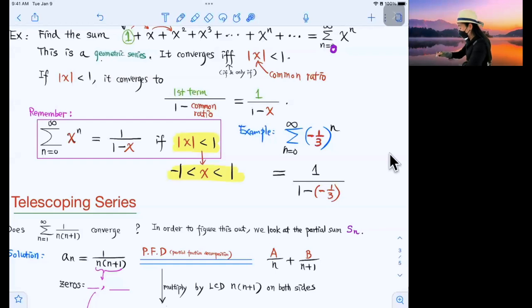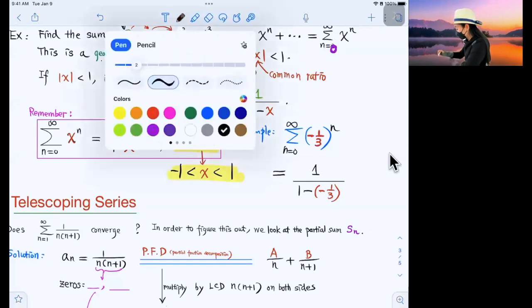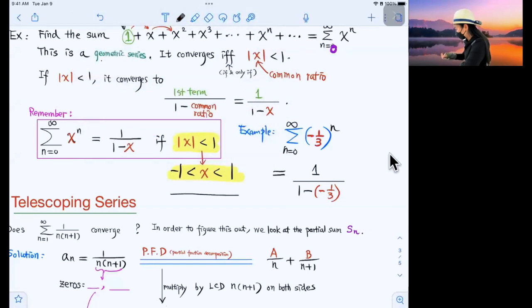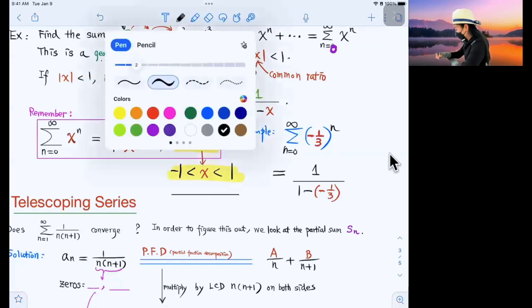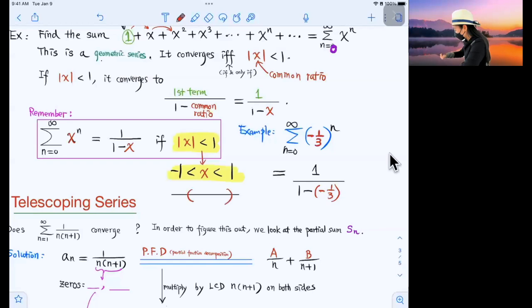So remember, in order for this geometric series to converge, x had to go from -1 to 1, not including the endpoints. It has to go from -1 to 1 in order to do that. So now there's a geometric series.